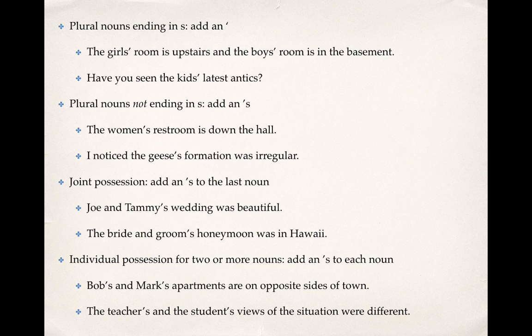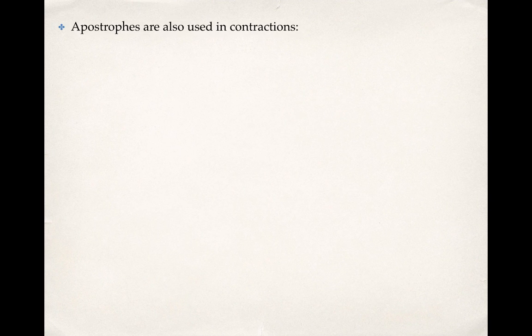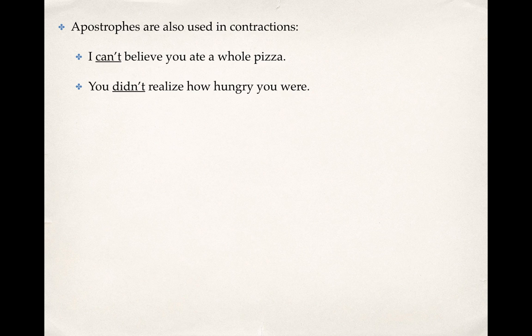All right, so those are the basics for apostrophes and possession. We also use apostrophes in contractions, and I'm just going to go over this really quickly because you guys know how to make contractions. I can't believe you ate a whole pizza. The apostrophe represents missing words when we smash words together, cannot, just for the sake of ease of language, smoothness there. You guys know how to do it.